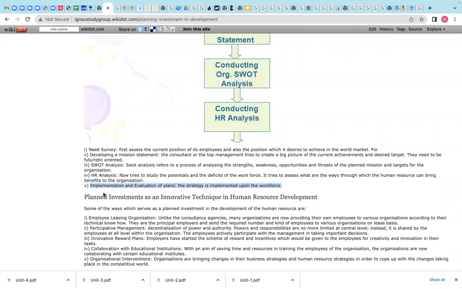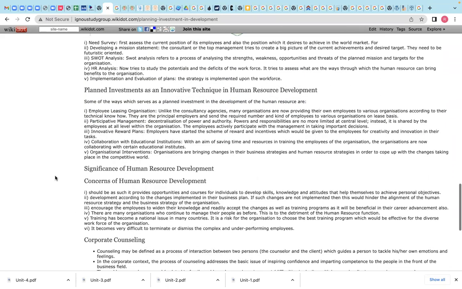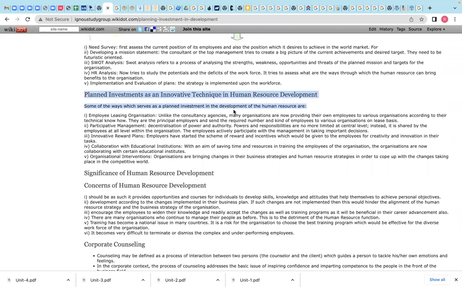Fifth thing is about implementing them. This is the typical way to design HRD strategy. So next, going into planned investments as innovative technique. This is similar to whatever we talked about. What are the investments that you do as an innovative technique within HRD?